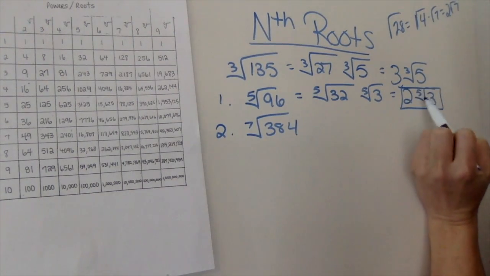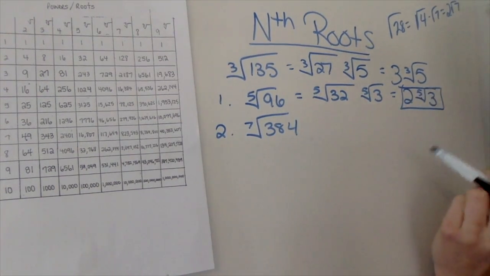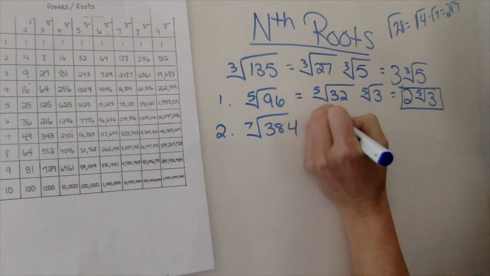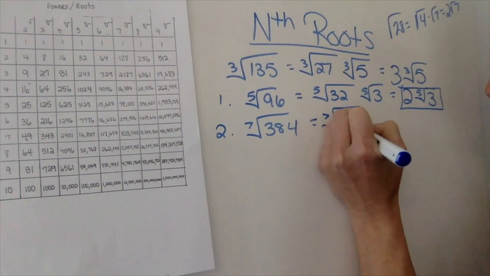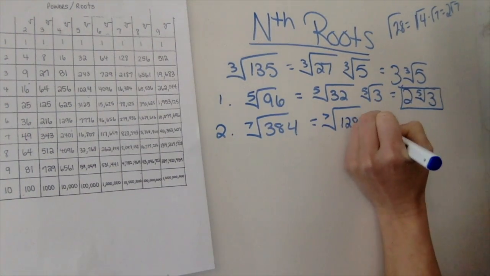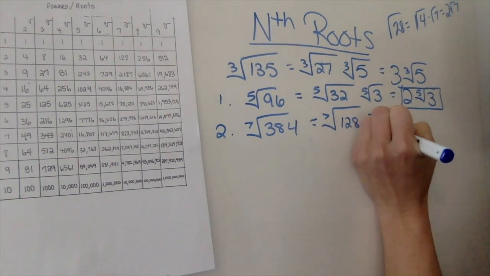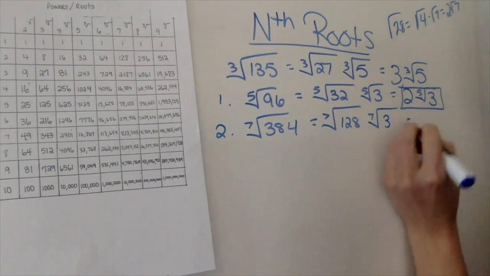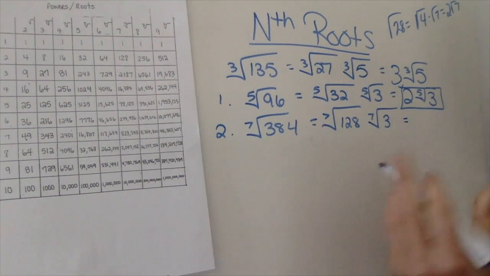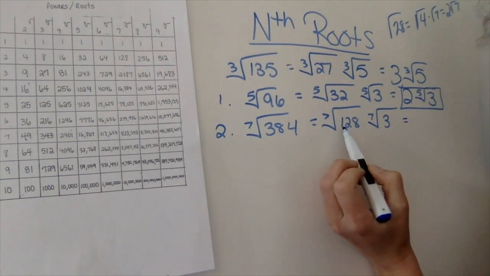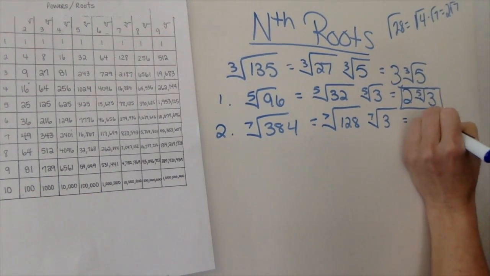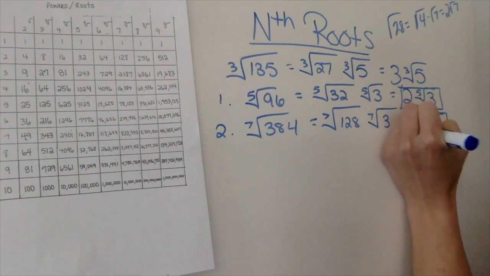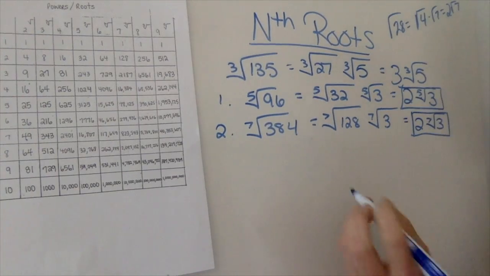And don't forget to have your index there. Write it nice and small. Seventh root of 128 is 2, seventh root of 3. So it looks actually pretty similar to the last answer.